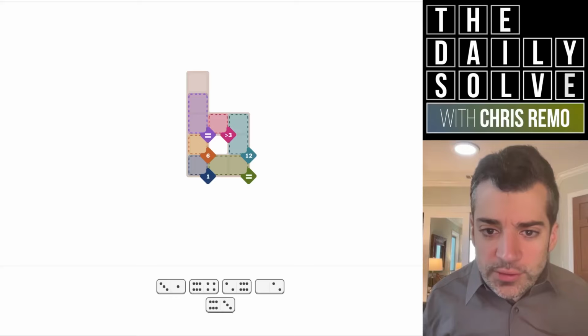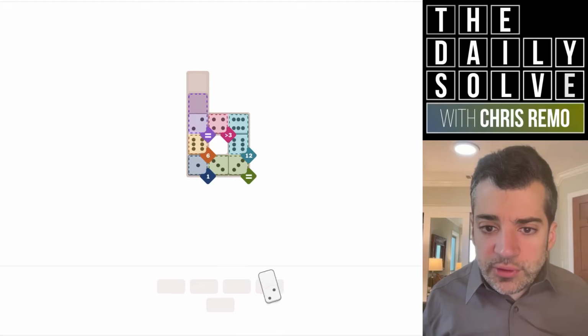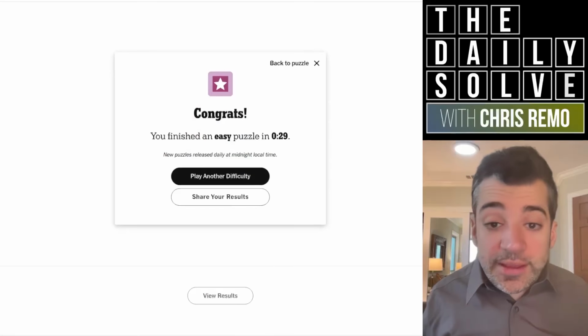So we have a 1 that doesn't connect to a 6, which means it's going across this way, which means we now need a 3 that connects to a 6 to make the 12, which we have. So now we need a 6 connected to a greater than 3, which is the 4. A remaining 6 goes in the 6 region, and we finish the equivalence with another 2. And that's that. That's the easy puzzle.